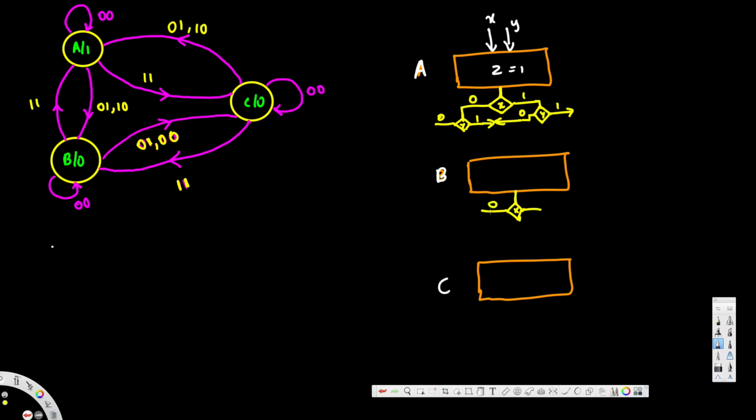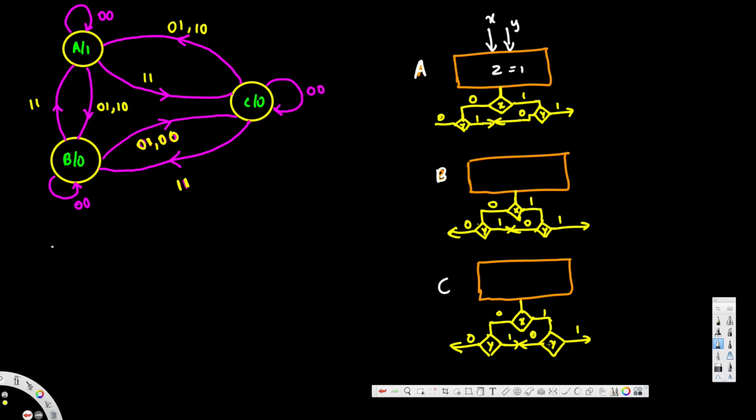X, 0, Y, 1. This is 0, 1, 0, 1. Y. This is also 0, 1, 0, 1.